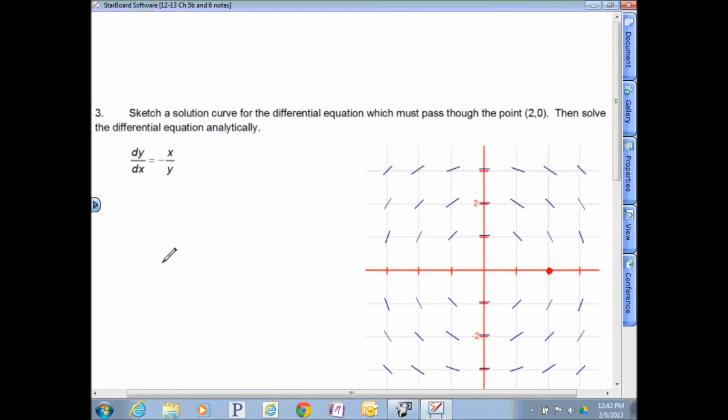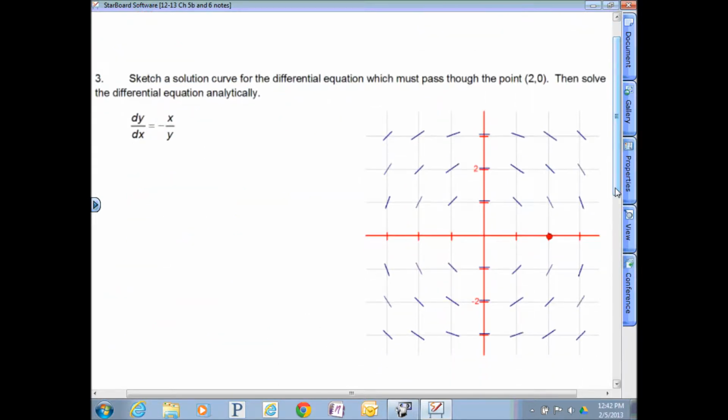All right, last problem of the day. Sketch a solution curve that has to pass through the point (2, 0), then solve the differential equation analytically. Analytically meaning see if you can work your way through it. So if I go to sketch this solution curve, I'm looking at these things, and I think my slope field doesn't appear to depend on x, nor does it depend on y. It's kind of all over the place.